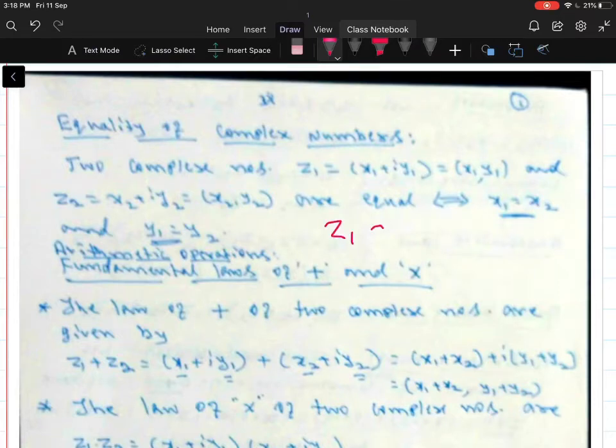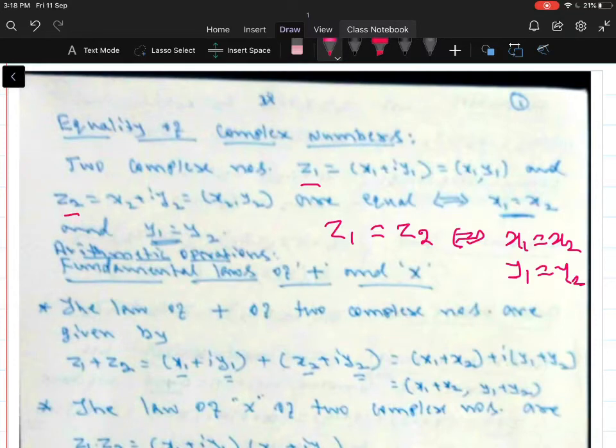Two complex numbers z1 and z2 are equal if and only if the corresponding real and imaginary parts are equal. It means x1 is equal to x2 and y1 is equal to y2. Here x1 and x2 are the corresponding real parts of z1 and z2, and y1 and y2 are the corresponding imaginary parts of z1 and z2.